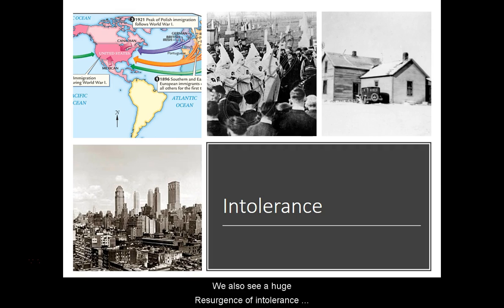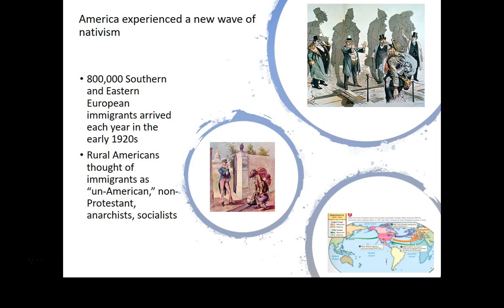We also see a huge resurgence of intolerance and nativism within the 1920s. We saw nativism in the Gilded Age when we saw this huge influx of Southern and Eastern Europeans coming into the United States. And nativism is the belief that if a person is born in that country, they're better than a person coming to that country. 800,000 Southern and Eastern European immigrants arrived each year in the early 1920s. 800,000 new citizens, or not, well, not citizens, but new residents.